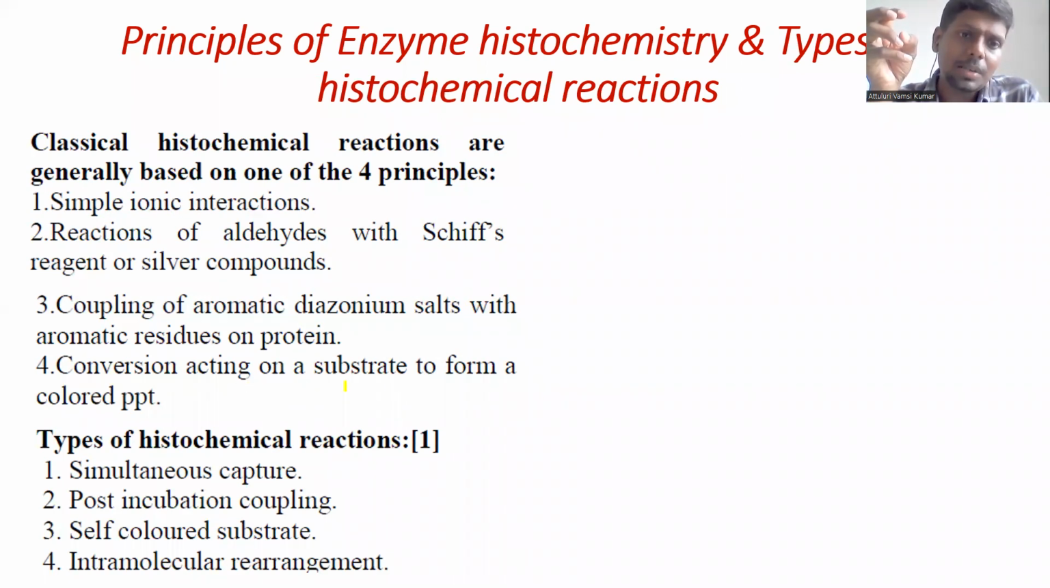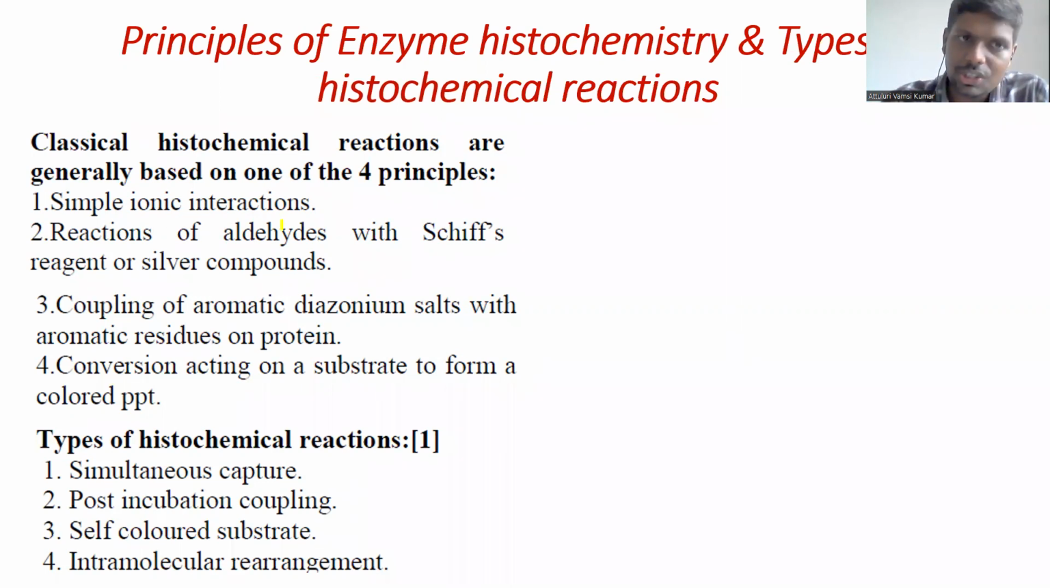And by the conversion of substrate to form a colored product. Sometimes this substrate will directly be developed into a colored product. It's a one-step procedure. We will have substrate, and the substrate will break down to product, and the product will have color without any subsequent addition of anything. The substrate can itself develop color, so that is substrate forming a color precipitate. So these are the four reactions.